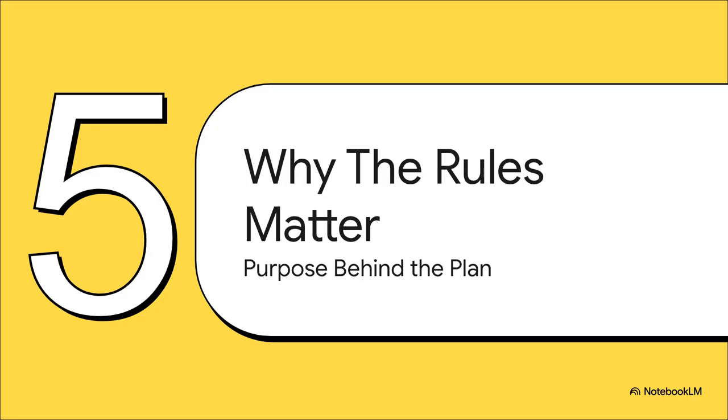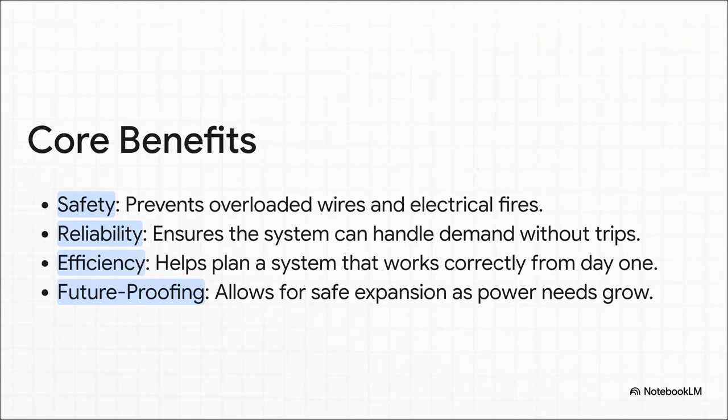So you might be thinking, okay, this is a lot of math and a lot of rules. Why all this complexity? Why have such detailed procedures for wiring up a building? Well, the reasons are absolutely crucial. This isn't just about bureaucracy or red tape. These calculations are first and foremost a blueprint for safety, preventing overloaded wires that could cause a fire. They build reliability, so your system can actually handle what you throw at it without constantly tripping breakers. They ensure efficiency, so the system works right from day one. And importantly, they help future-proof our buildings, so we have the capacity to add things like EV chargers down the road.